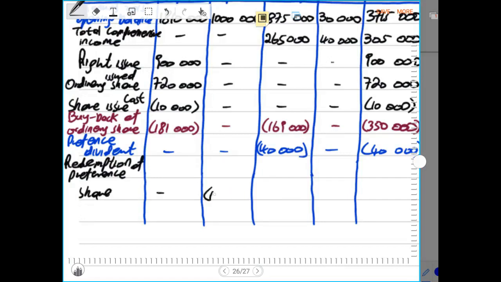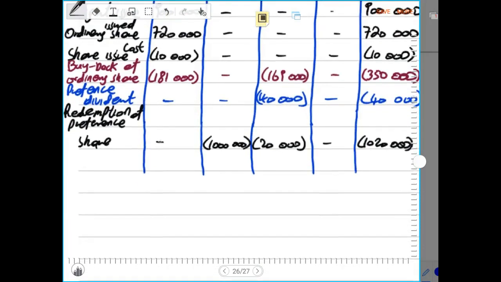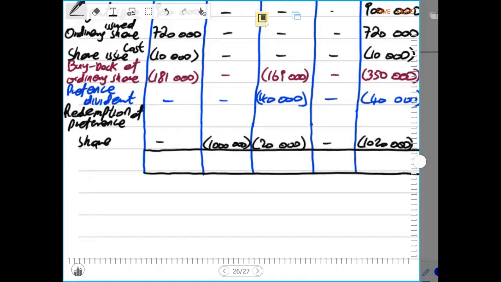All the preference capital was redeemed, the full 1 million, and the premium is 20,000, and the total will be 1,020,000 negative. Then now from here we can calculate the total at the bottom. I think all has been recorded. I'll just confirm if I did not miss anything along the way as I will be calculating.